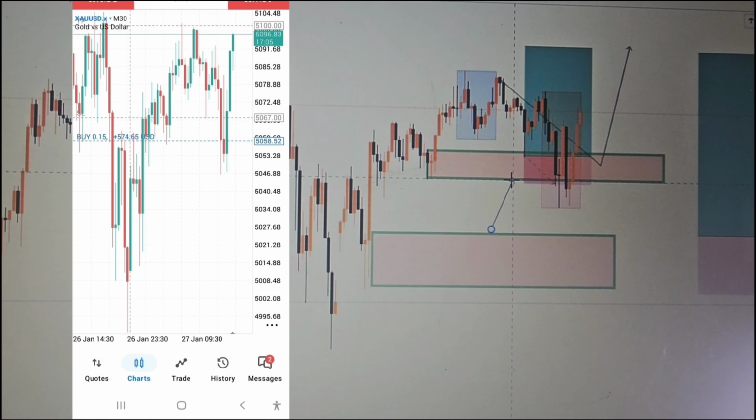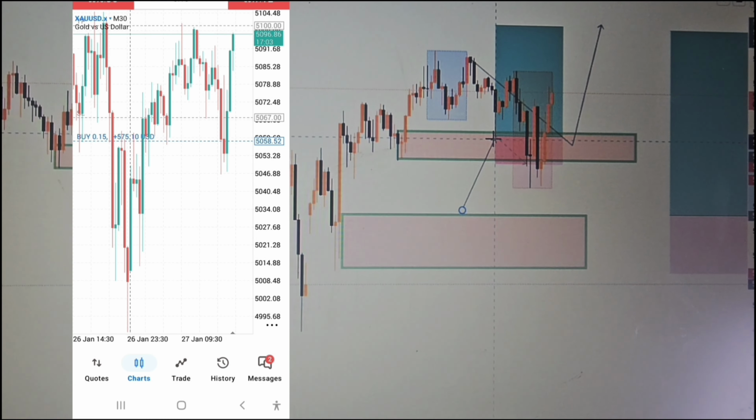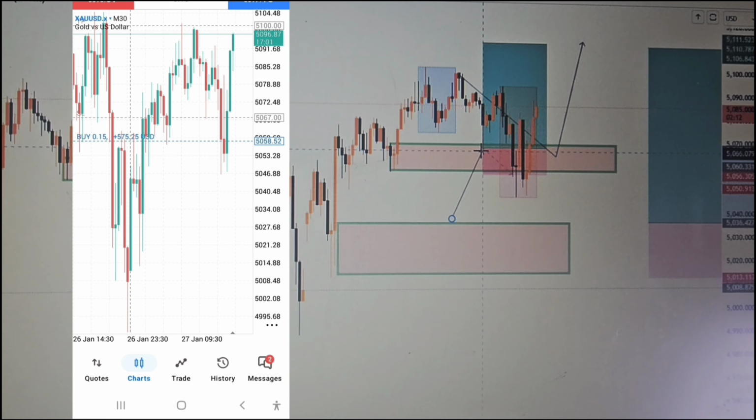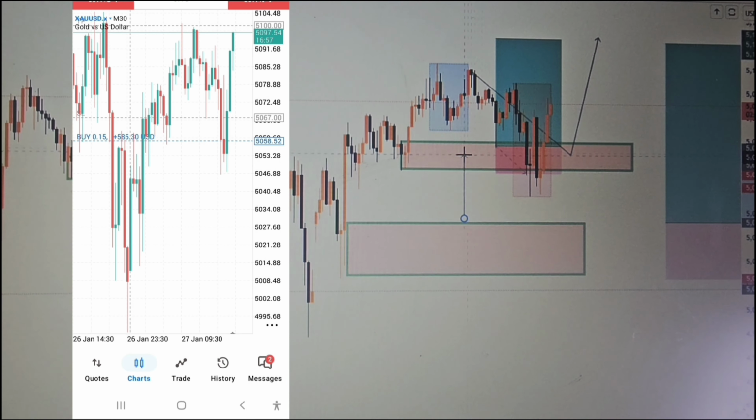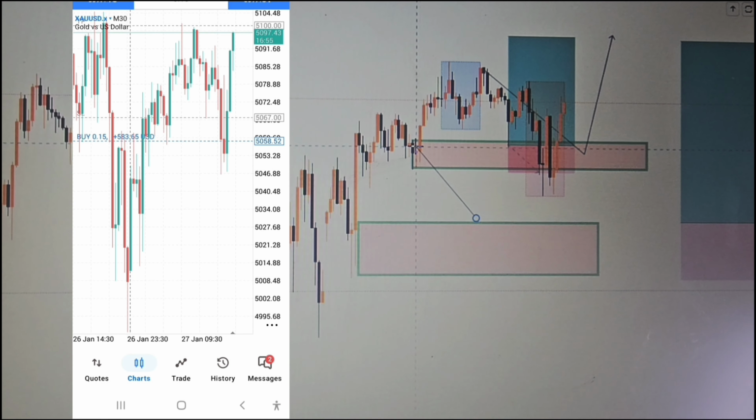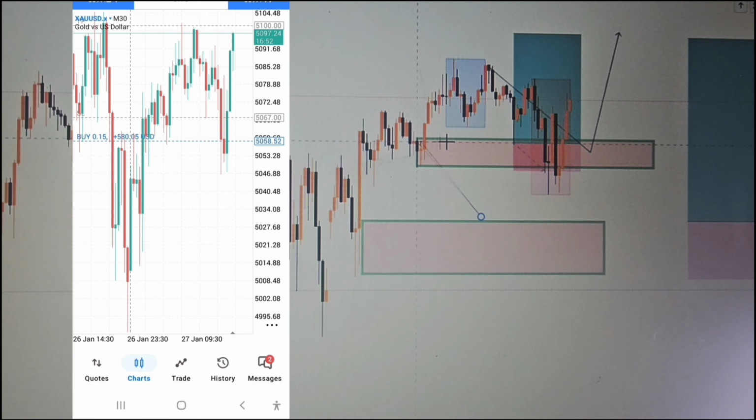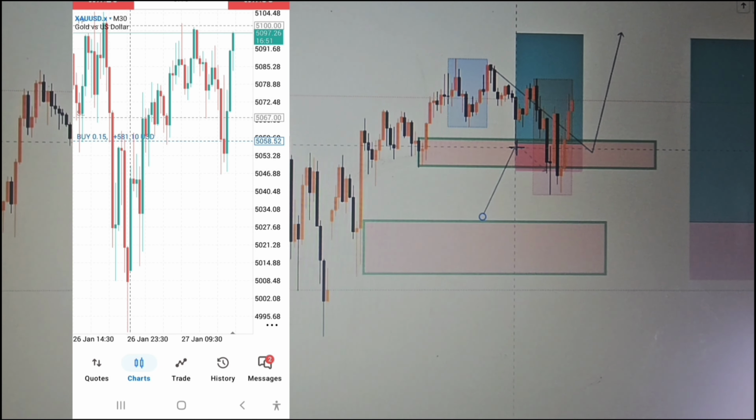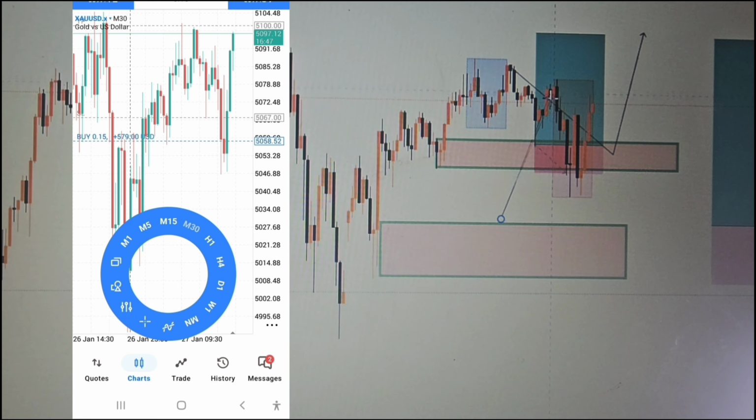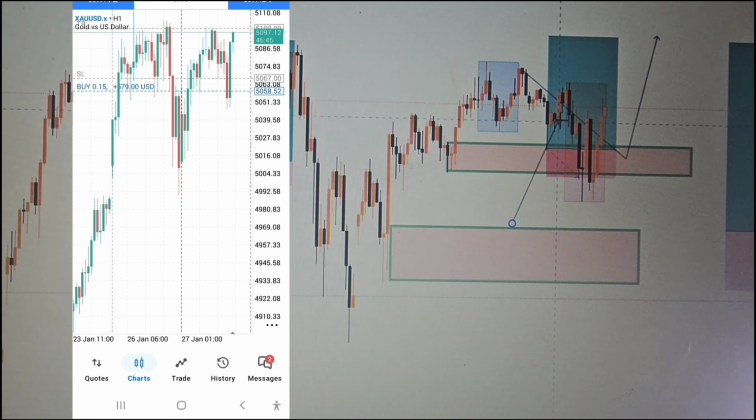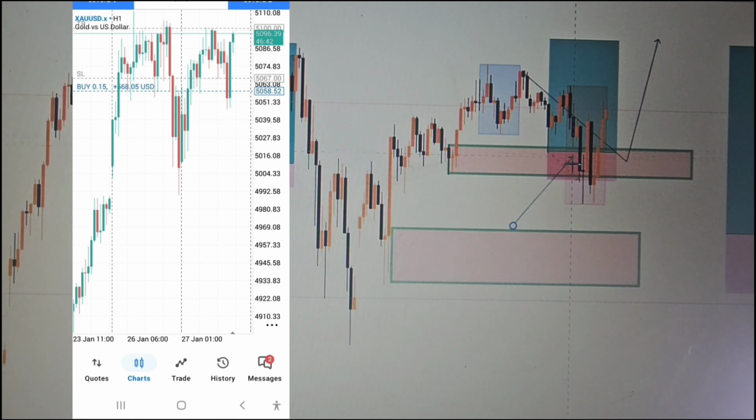My first entry was this candle. If you are seeing this black candle now, that was my first entry, because I have a pending order here at this point. So price came and triggered me in and went over 240 pips. I broke even, only for the trade to come back and take me out.